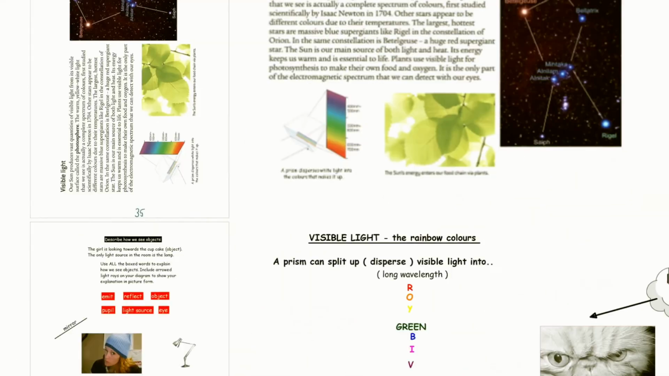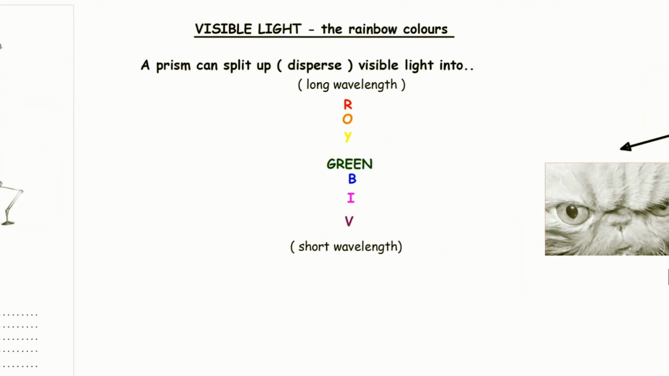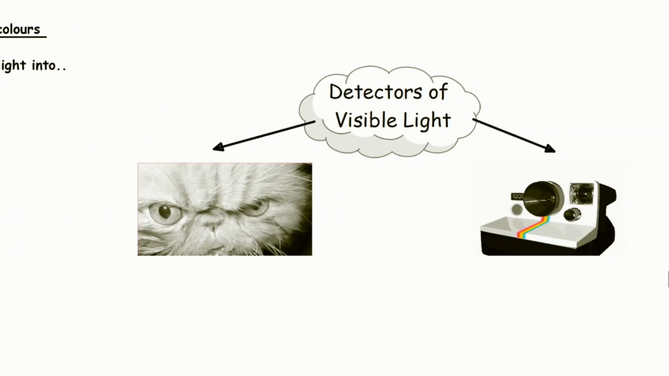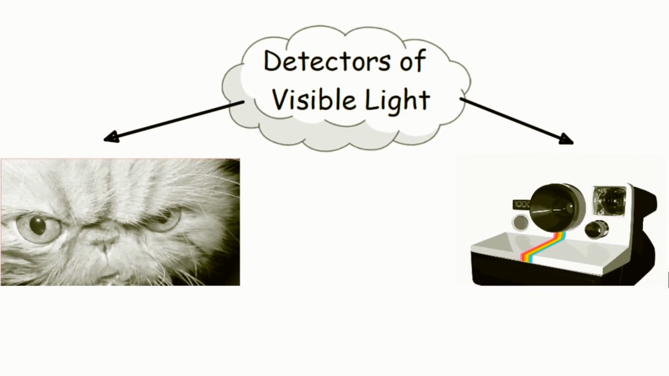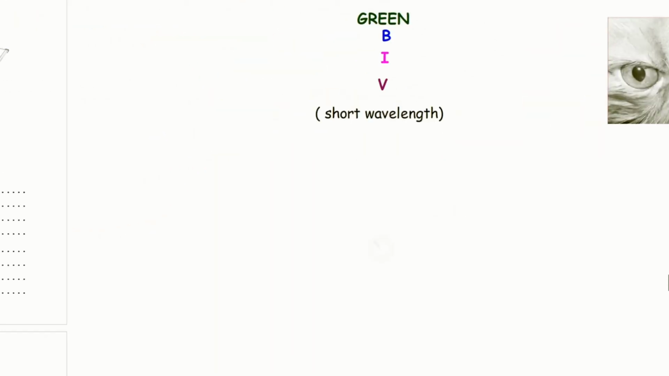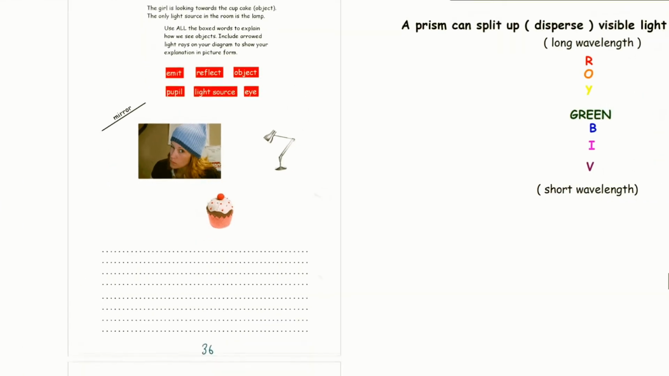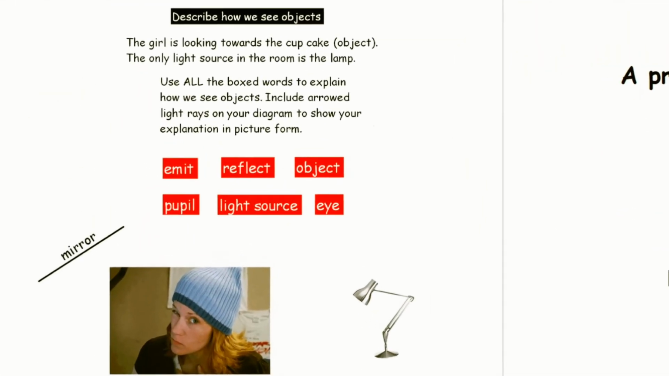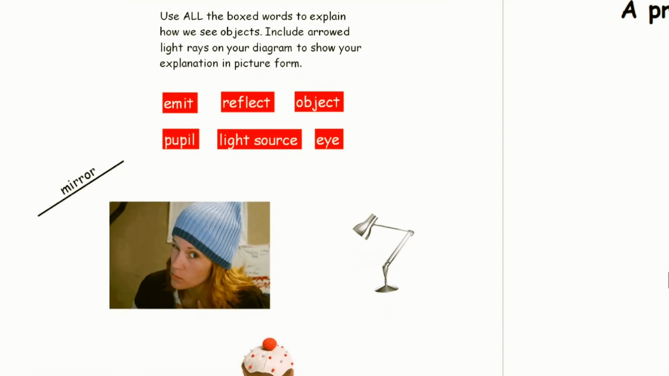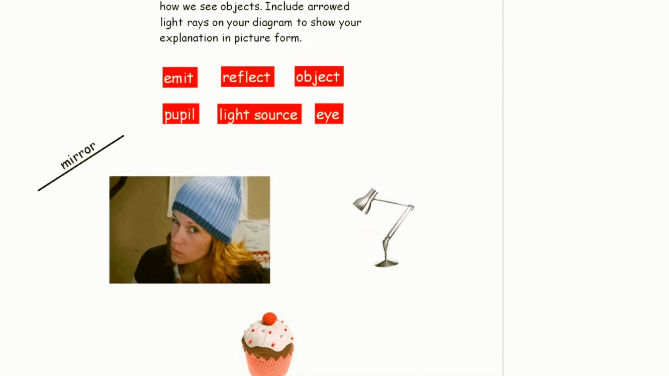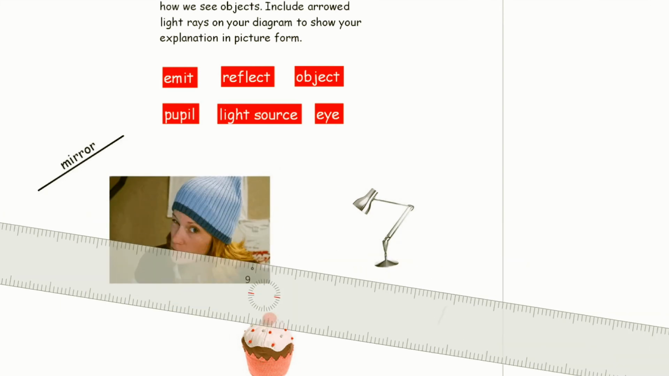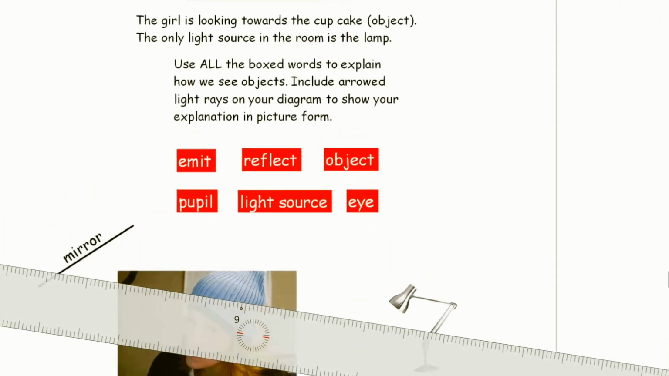I've just copied it to the right hand side on visible light. We've already covered that. Now, detectors of visible light, eyes, cameras, and a quick activity here for you to do. Describe how we see objects. Well, light has to go into your eye to be detected. So in order, let's look at what it says here.